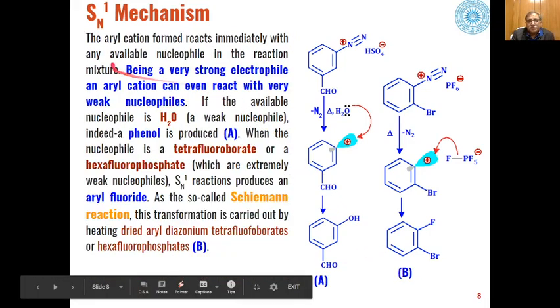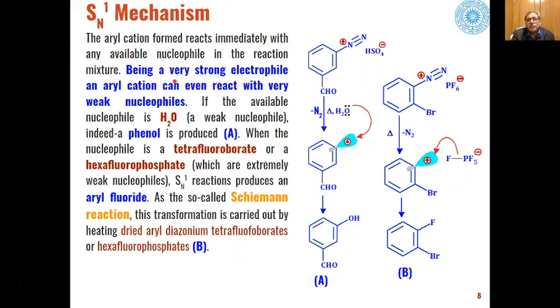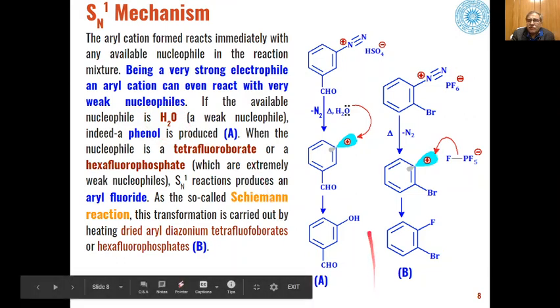Now, as I have told you, the aryl cation formed is a very strong electrophile which is very unstable in nature, and if this interacts with very weak nucleophiles. So if the weak nucleophile available is water, then we will get phenols as the product.